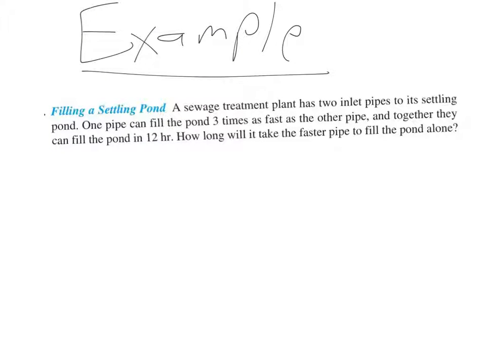So here's another example. It's one of those rate and time problems that we were doing earlier. It says, a sewage treatment plant has 2 inlet pipes to its settling pond. One pipe can fill the pond 3 times as fast as the other pipe, and together they can fill the pond in 12 hours. How long will it take the faster pipe to fill the pond alone?